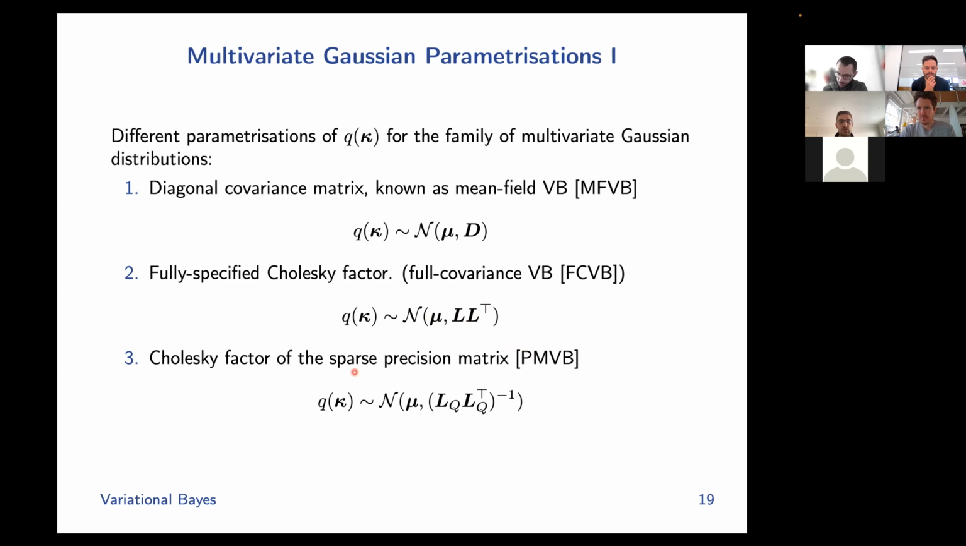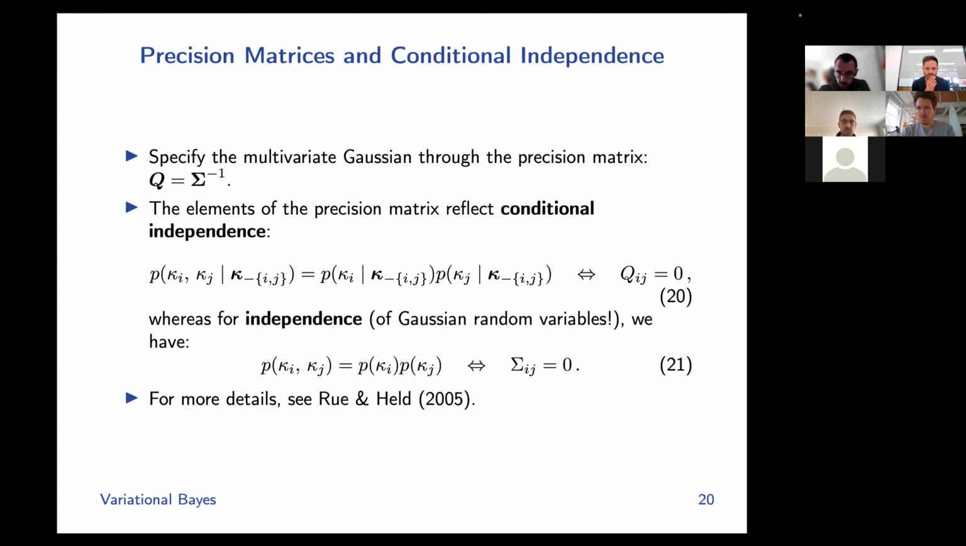And the other option is using the precision matrix, which is the inverse of the covariance matrix. It's something that we advocate for in this work, and I'm going to talk about it a bit more now. So specifying the multivariate Gaussian by the precision matrix means that we are specifying the inverse of the covariance.